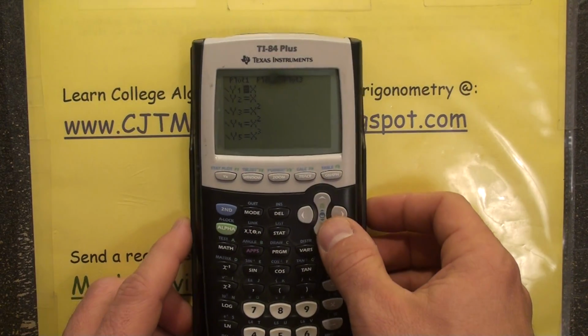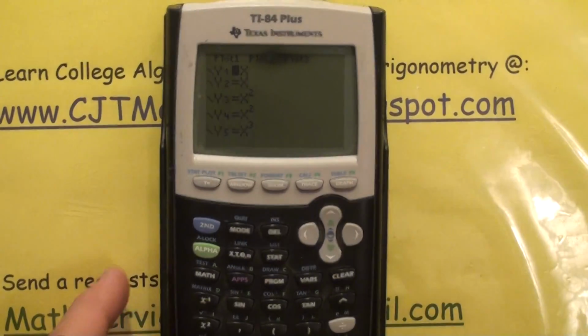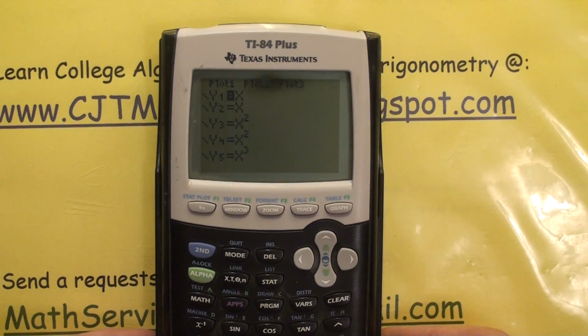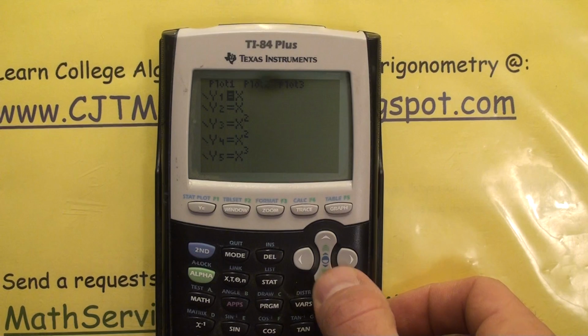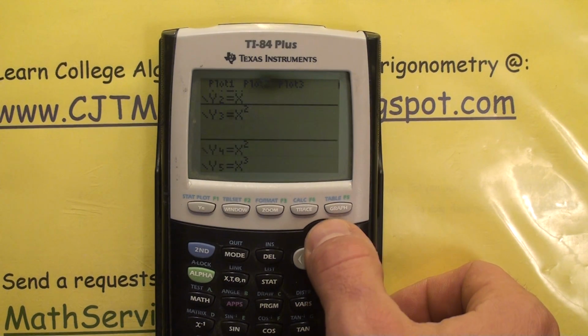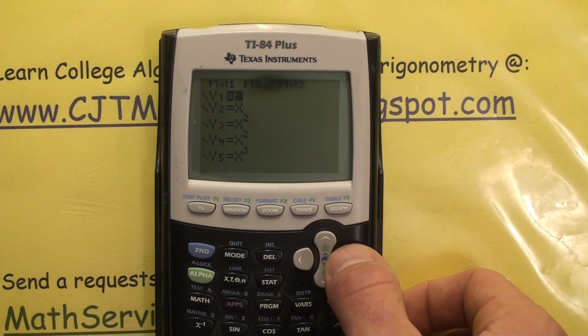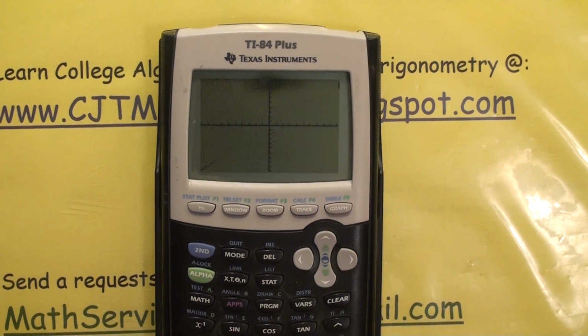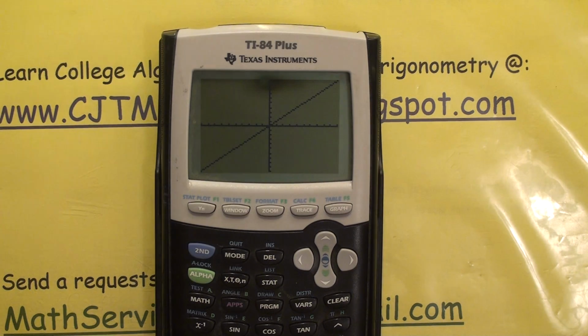Now, what I've done is I've thrown in all 5 of the graphs we're going to look at, but notice how I only have the equal sign highlighted on the first graph. So therefore, that's the one that the graphing calculator will concentrate on graphing. So I'm going to press zoom 6 for zoom standard. There's the line y equals x. It's a 45-degree angle cutting the graph in half.